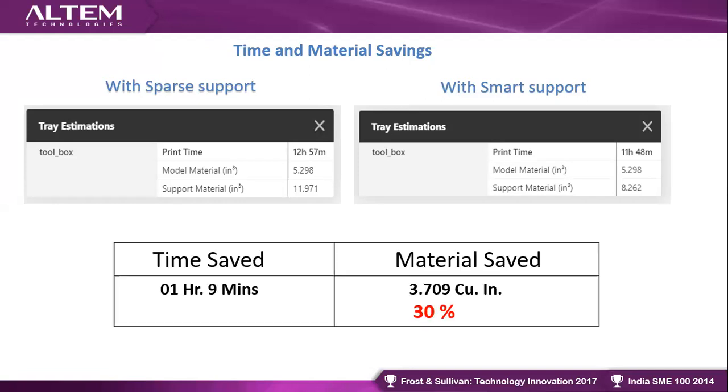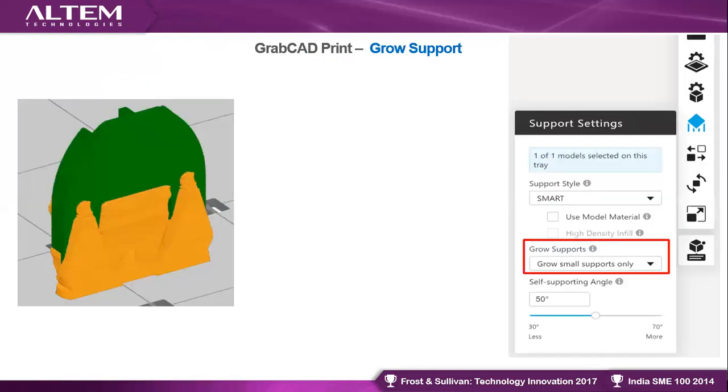So the time saved is just 1 hour 9 minutes. Still, it's a great saving, and the material saved is 3.7 cubic inch, almost 30% of the model, right? So this is the importance of the smart support option, right? So if you have a standard or a normal model, always go with the smart support option. I'll prefer that, and the grow supports.